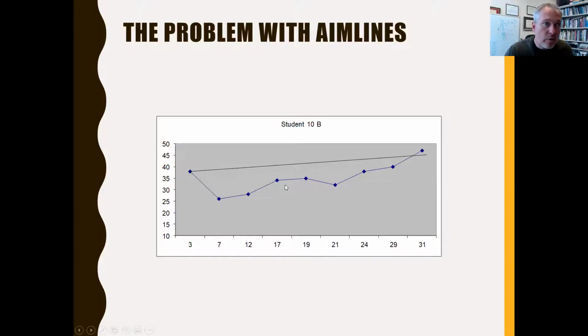Again, if you're monitoring progress towards special ed goals, that's fine. You can have that. It's okay. But if you're going to make a resource allocation decision, like moving a kid from tier 2 to tier 3 or tier 3 to special ed, you've got to have more confidence in the data.